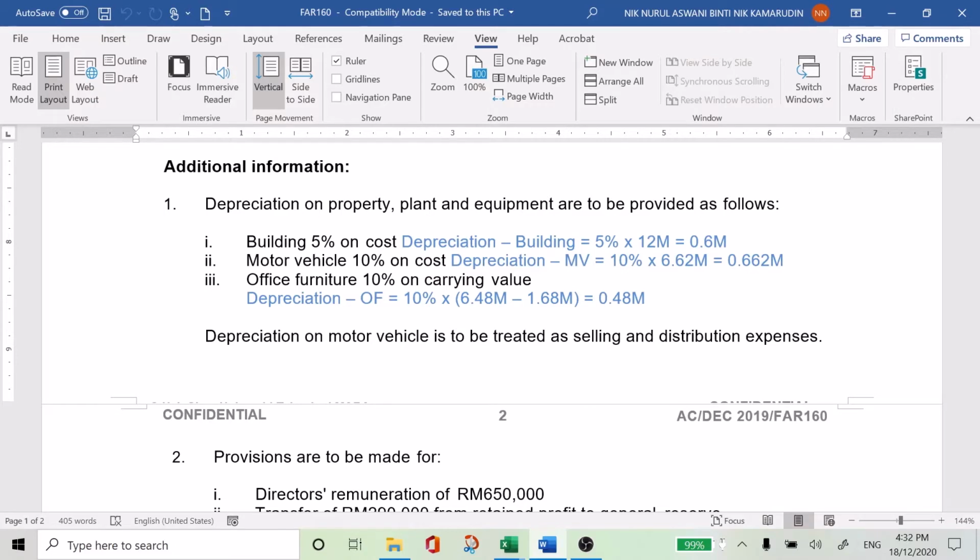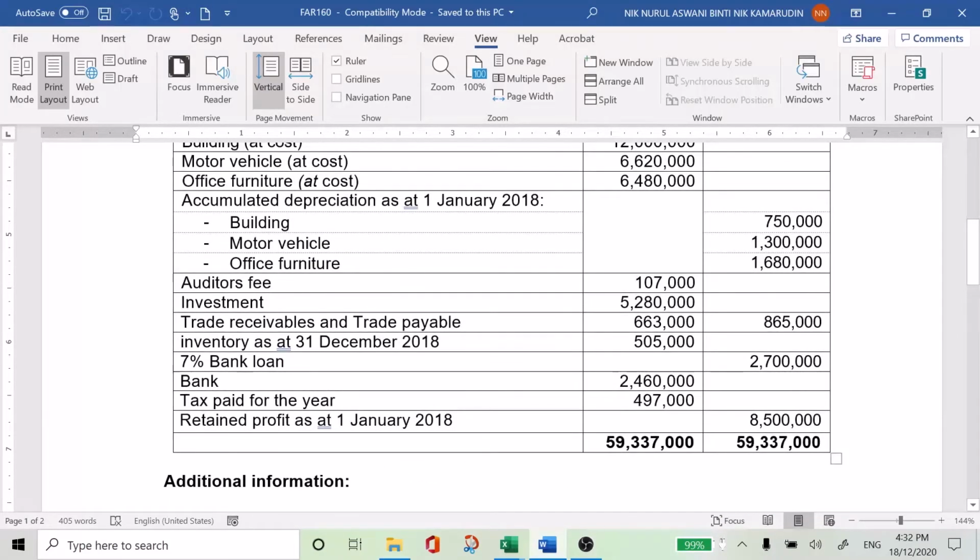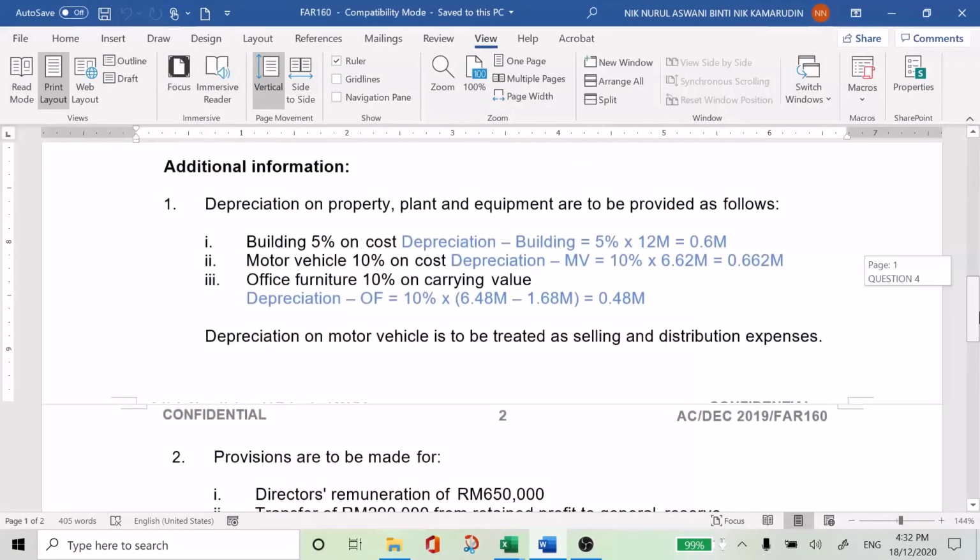We are going to take the cost, which is 6.48 million, minus 1.68 million, the previous accumulated depreciation, which you can find here in the trial balance. So it is equal to 4.8 million, times 10%. Therefore, the depreciation is 480,000. And the depreciation for motor vehicle is to be treated as selling and distribution expense, meaning that when we decide on the classification, we have to put depreciation on motor vehicle under distribution costs.